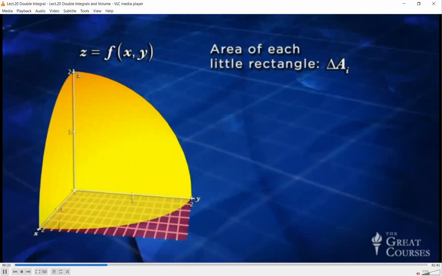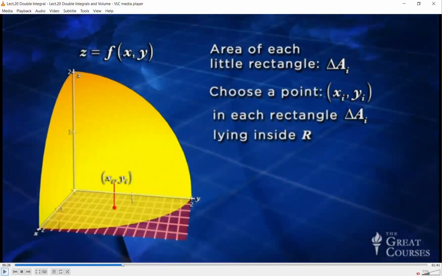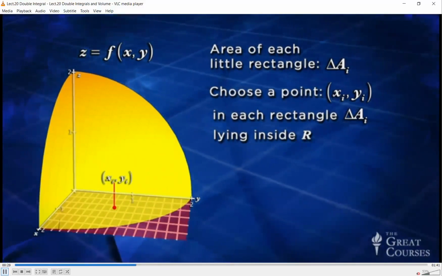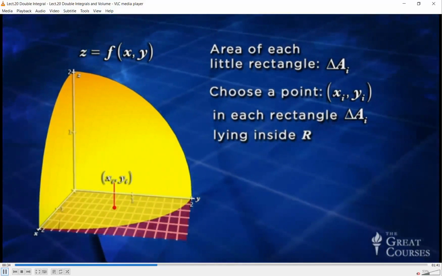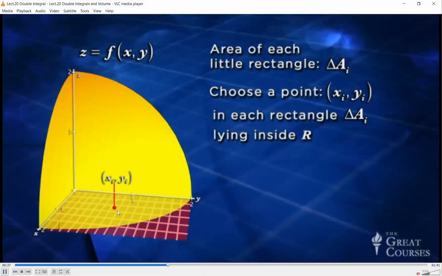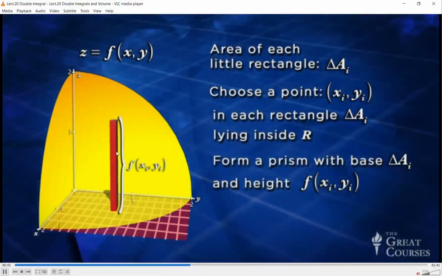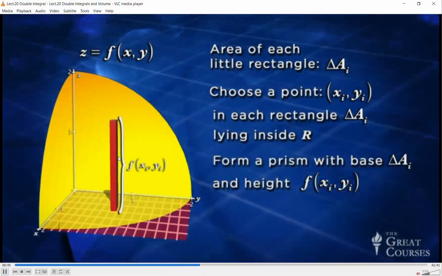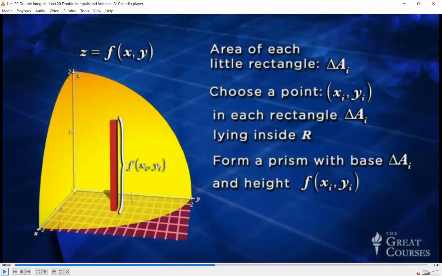Now we can just take random points in each of these small rectangles, and then construct the prism. So each prism has base on this rectangle, and the height is f of x_i, y_i. Well, the volume is equal to base times the height. So as you can see, it's very similar to a chimney.